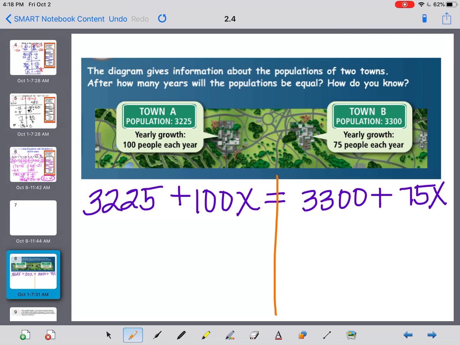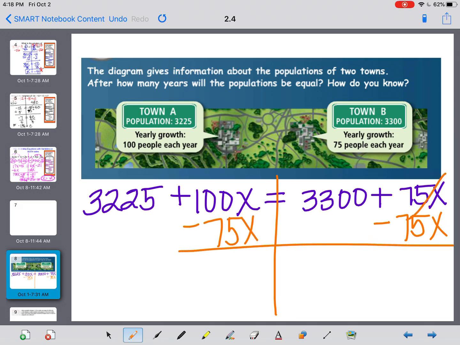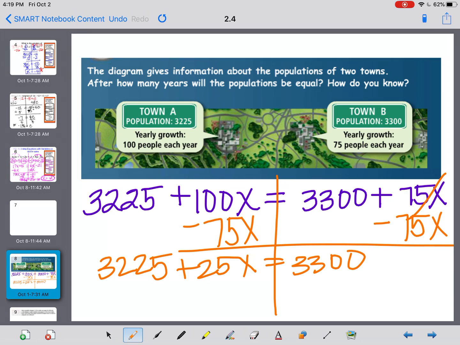We're going to start by distributing if there is any, but there is not. After distributing, it was combine like terms, but I don't have any of that. Then it was to move the variables. So I'm going to take away 75x, which leaves me with 3225 plus 25x equals 3,300.